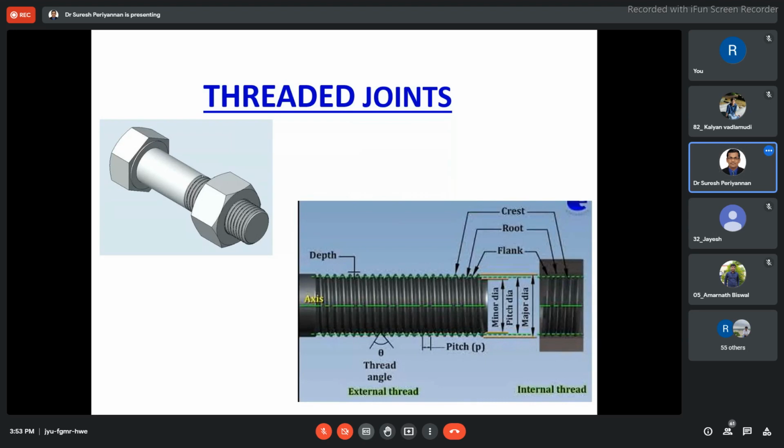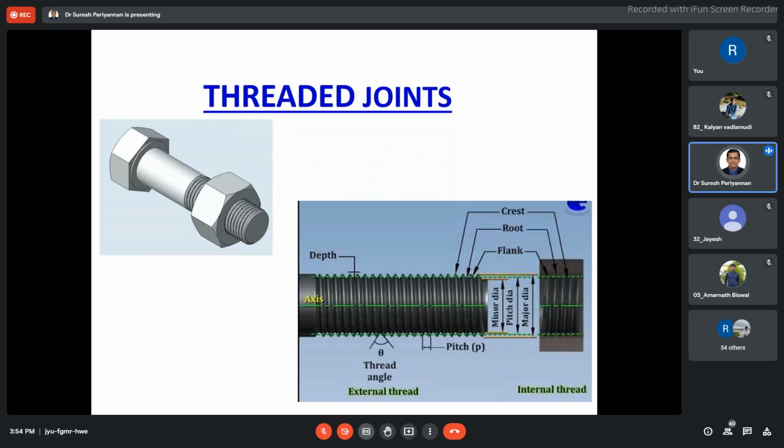The threaded fastening means that bolt and nut components are used to join two mechanical components, right? It is a temporary joint, and it can be easily dismantled and assembled without damaging the components.